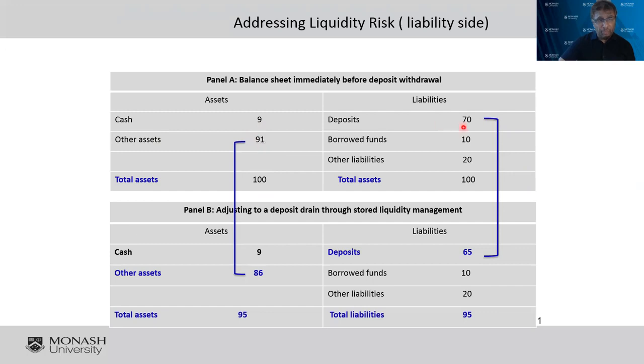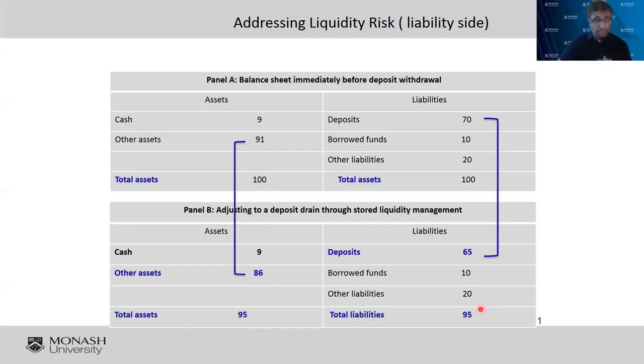How much will they sell? They will sell 5, the withdrawal. So this will be 86. This is the whole thing. Let's check what the impact on the balance sheet is. The balance sheet will decrease. Why? I used to have 100, now it's 95.